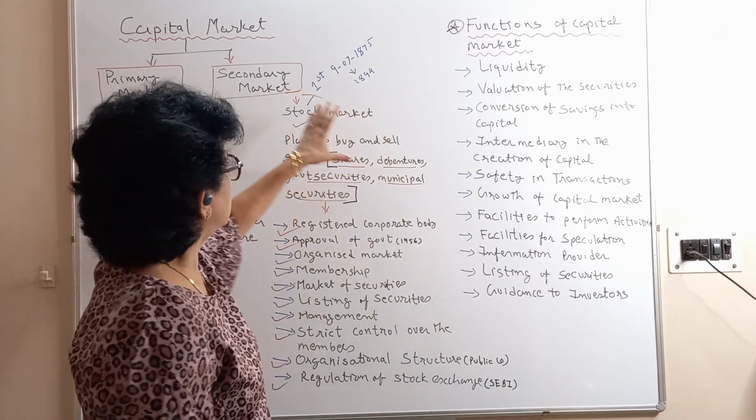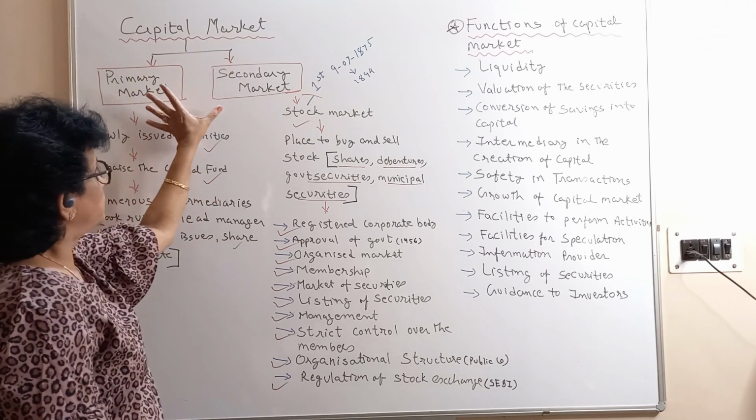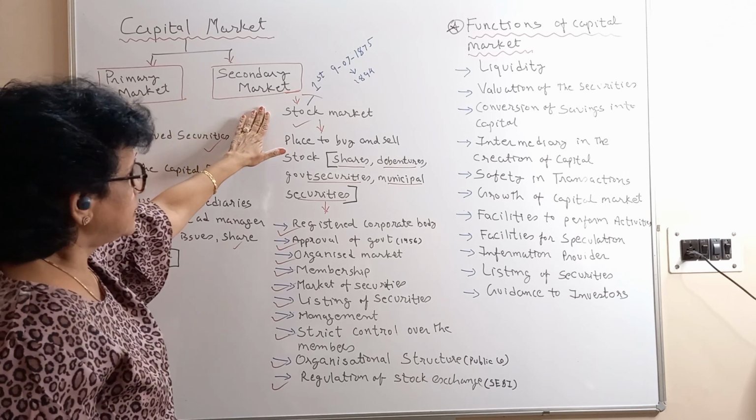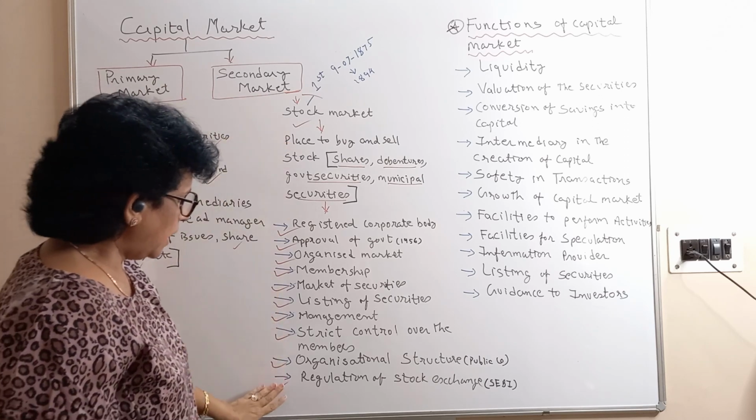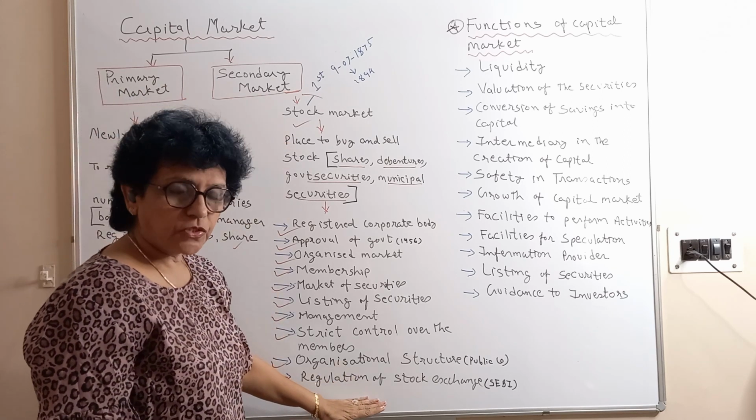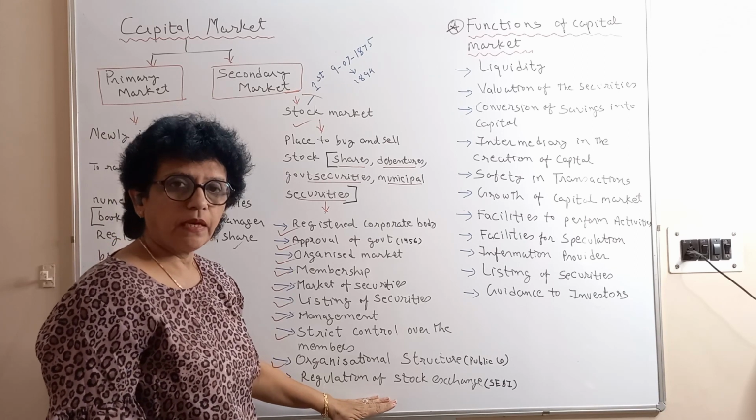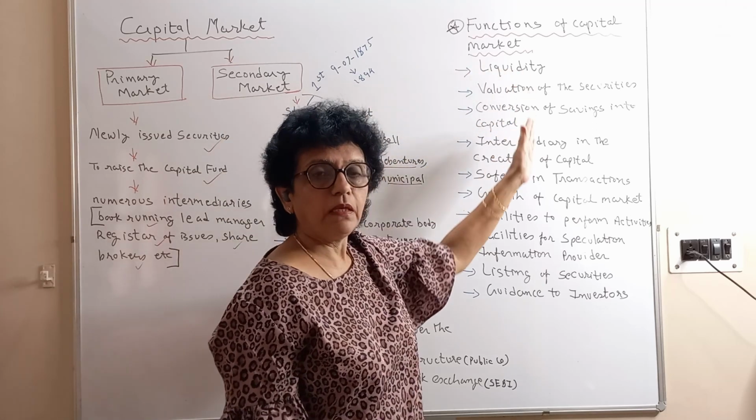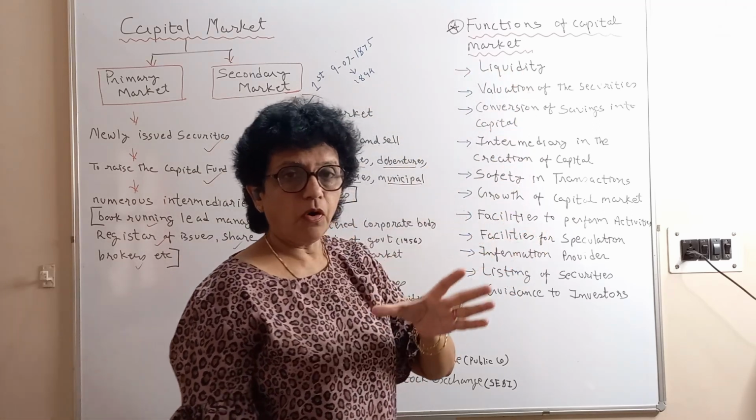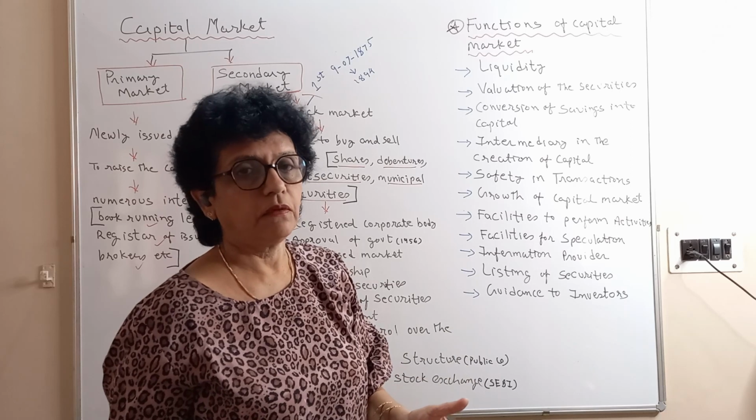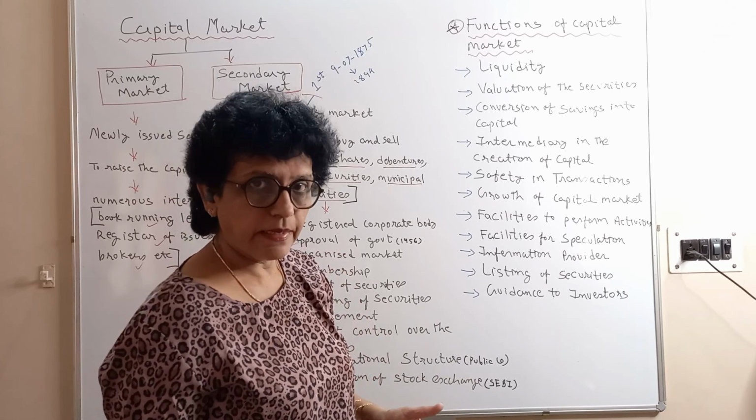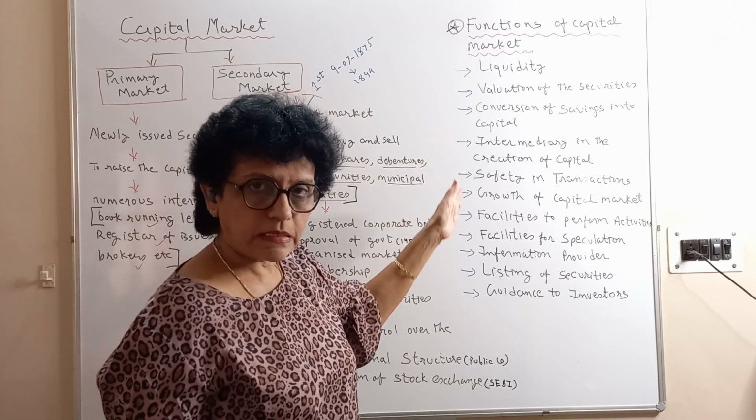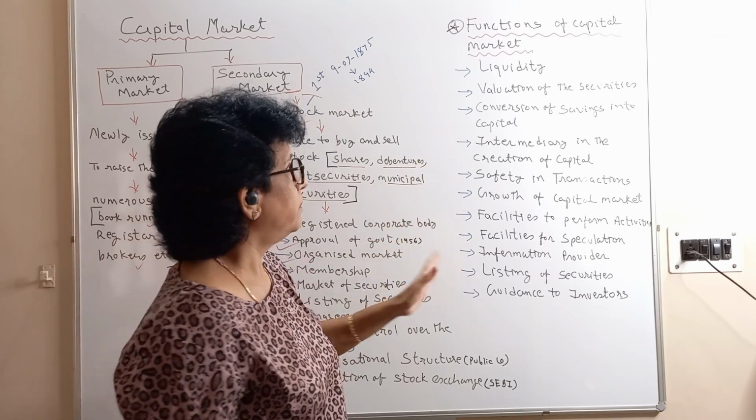So in this manner, the capital market is classified into two, the primary market and the secondary market, and how the secondary market functions and its characteristics we have understood. Now let us see the functions of the capital market. In all, what activities and functions does the capital market perform? We have already got the idea. Now let us list them out in a proper manner.